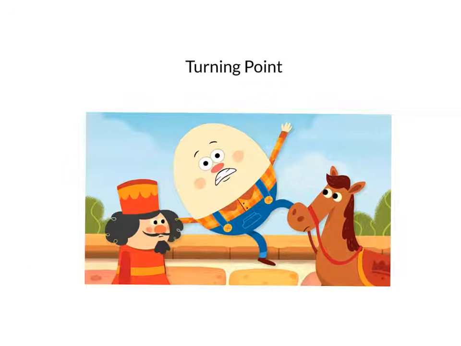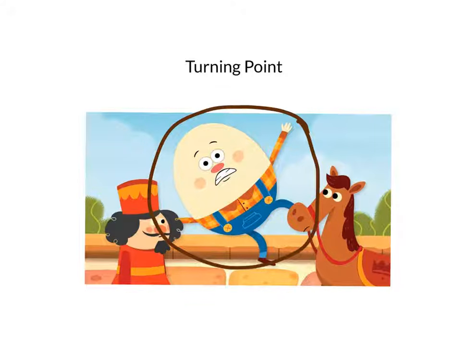The middle of the story is where Humpty Dumpty falls off of the wall. This is a turning point because it's a major event that happens in the story and it changes the character's journey.